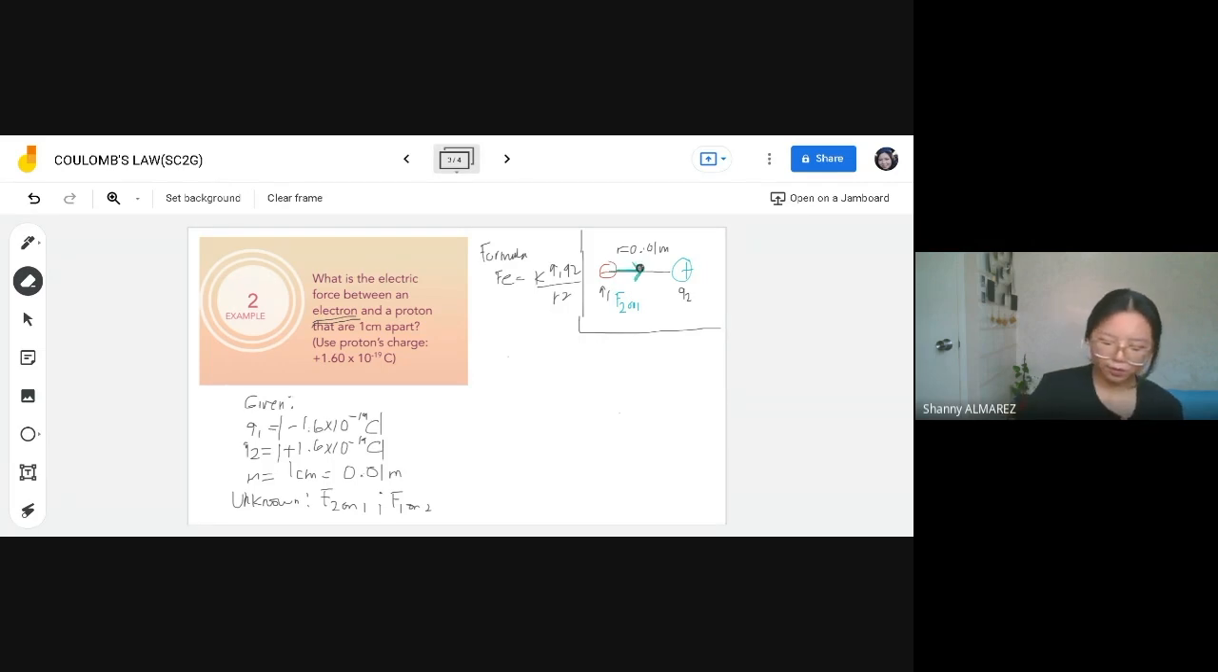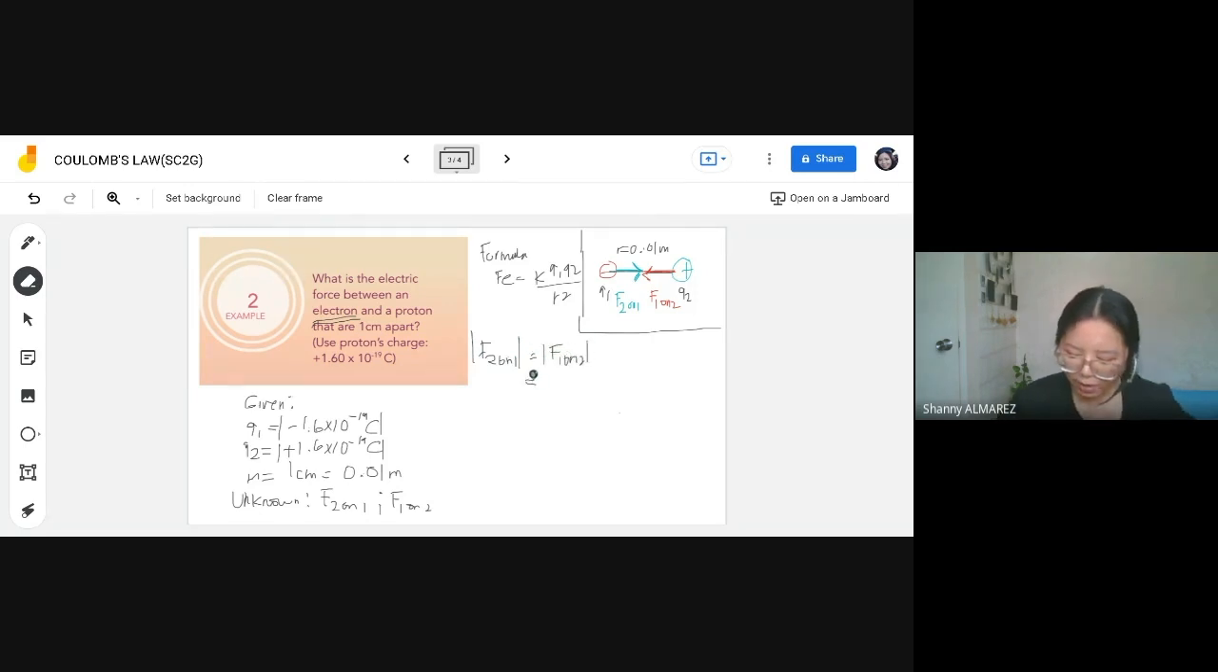And the effect of the other charge is to the left. F1 on 2. Okay, so let's now solve for the individual magnitude. Since alam natin na parehas lang sila, kasi nga based on our previous experience, we were able to generate the generalization that they will just be equal. F2 on 1, it will just be equal to the magnitude of F1 on 2.